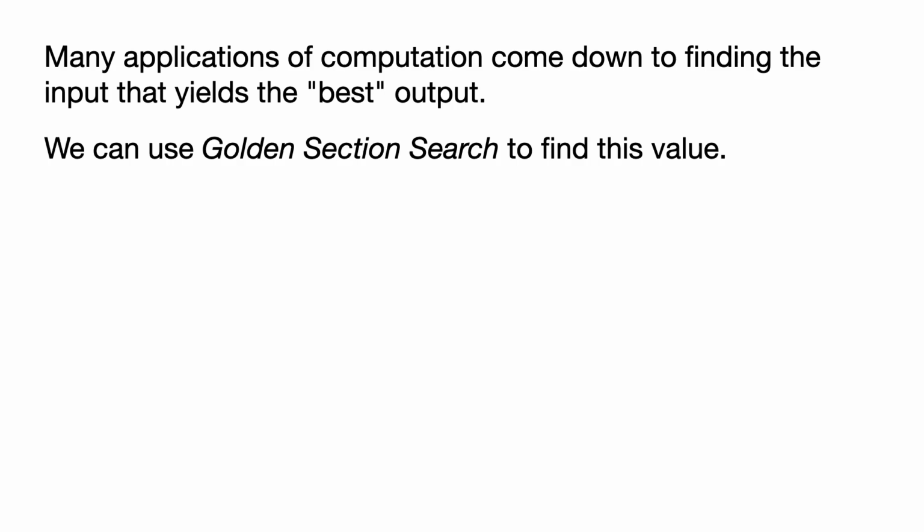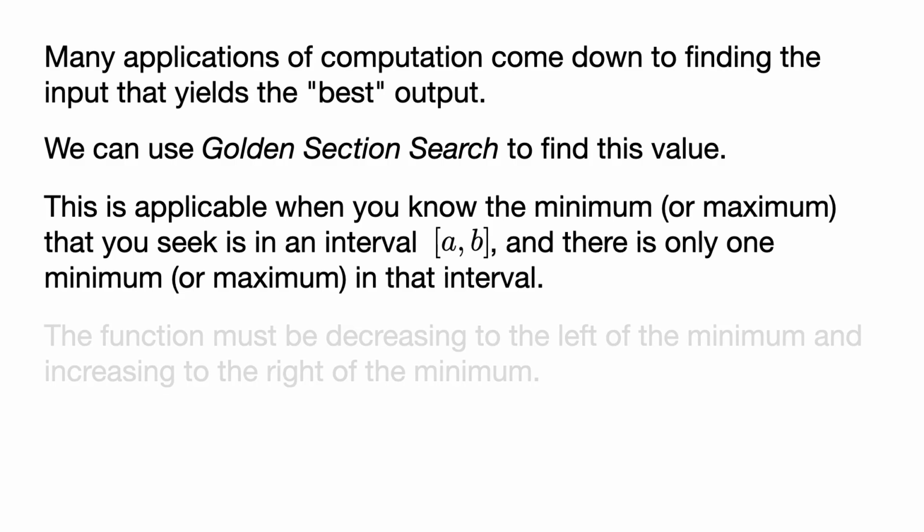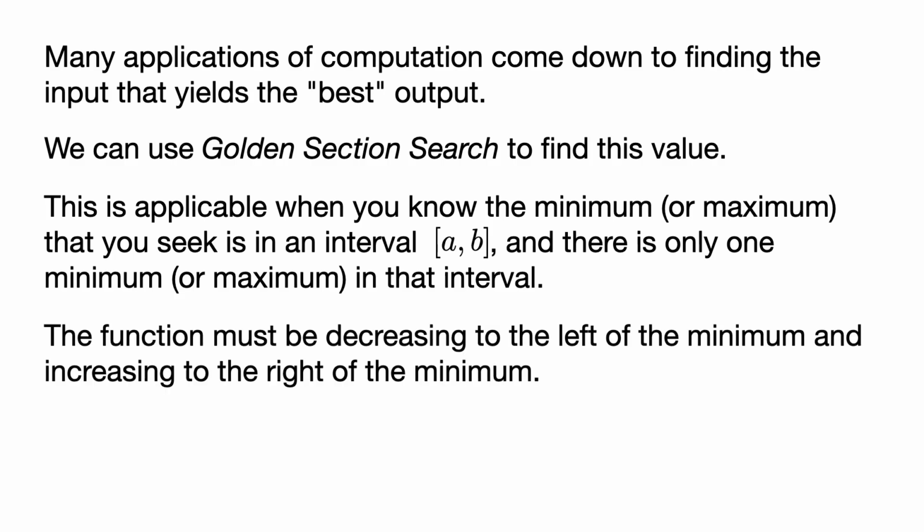One way to find the best output is to use golden section search. This is applicable when you know the minimum or maximum that you seek is in an interval, and there is only one minimum or maximum in that interval. Furthermore, for the remainder of this discussion, I'll assume we're seeking a minimum. I hope you can adapt as needed if you're seeking a maximum. The function must be decreasing to the left of the minimum and increasing to the right of the minimum.